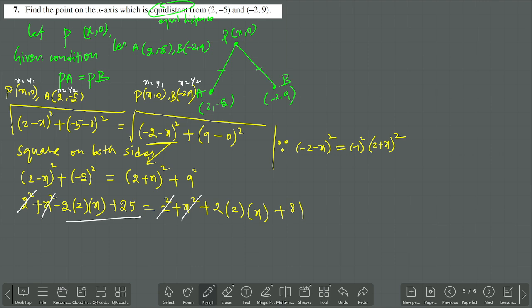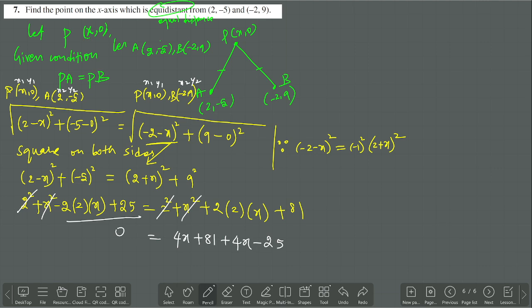Everything when I send to the right hand side, here it is 0. And on the right hand side I have 2 into 2, 4 into x, plus 81, minus 2 into 2, that is 4x. When I send opposite, plus 4x, plus 25. When I send opposite, minus 25. Okay, is it okay? Right.